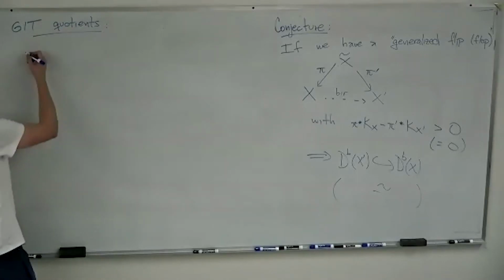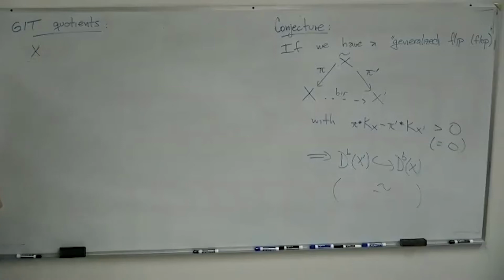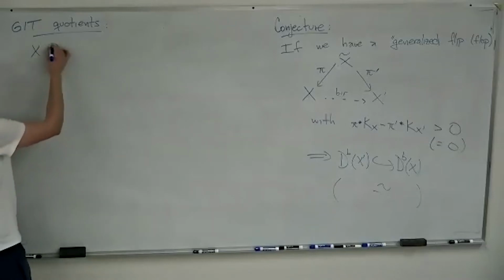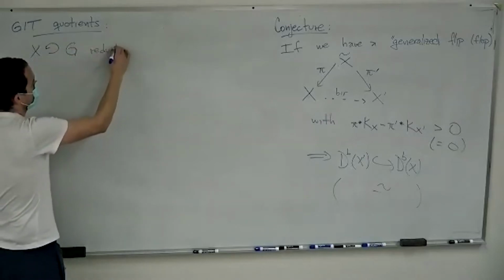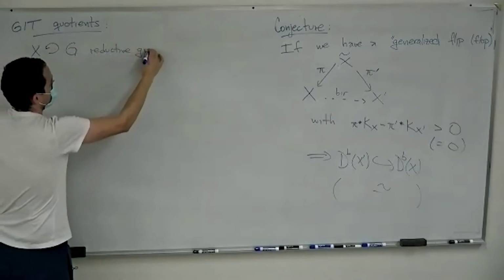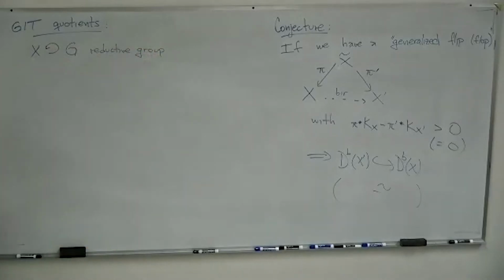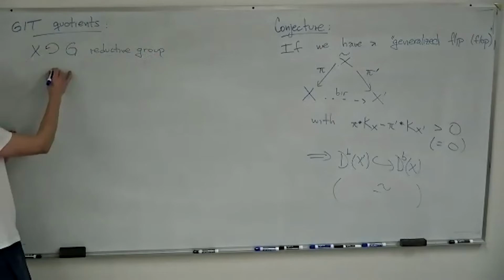So let's say that X is a variety, and let's say that this is smooth. You have a group that is reductive. So you want to define a quotient.